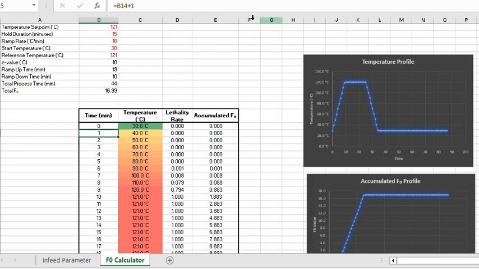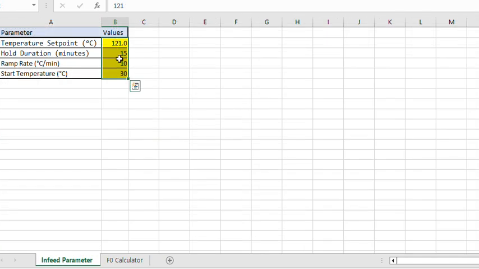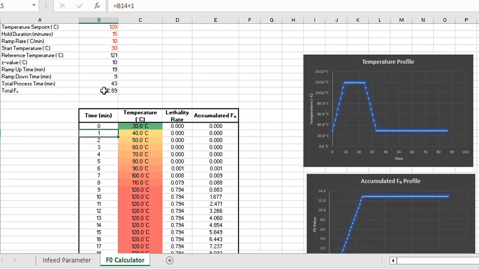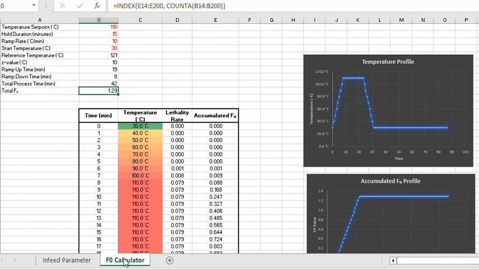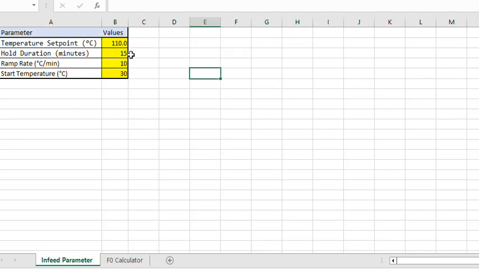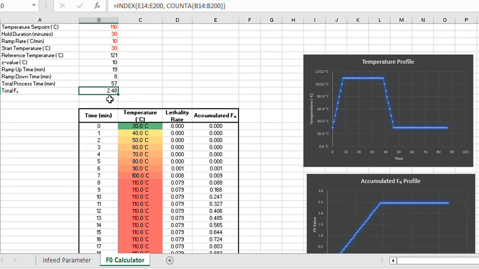So if it is 121 for 50 minutes of duration and starting temperature 30, your F0 value will be 16.99, and if you reduce this value from 120, you can see the F0 value is far below. And if it is 110, like for a heat sensitive product, your F0 value is far below. So in that case, when you decrease the temperature, you need to play with the time. So you could gain a bit of F0 in the case of a product specific approach.